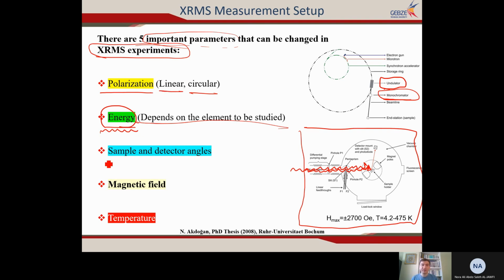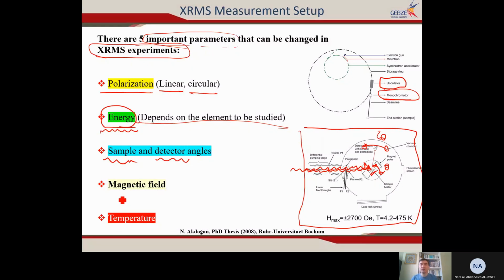So we can change the sample angle and detector angle because we are using a goniometer. Here we have a sample. You can change the sample angle, and you can also change the detector angle by using a very nice goniometer. It is also done by a computer controlled program.